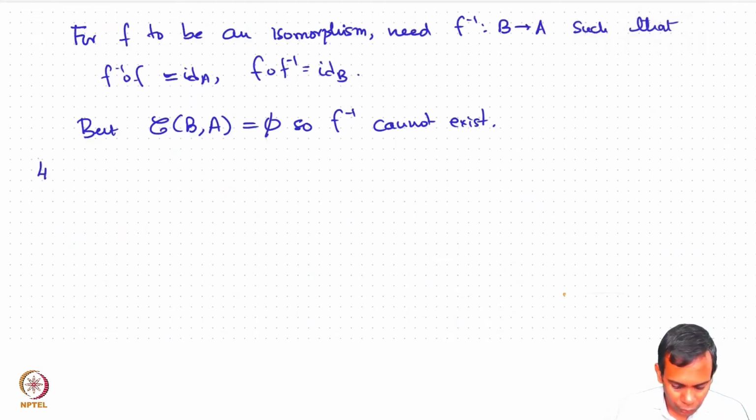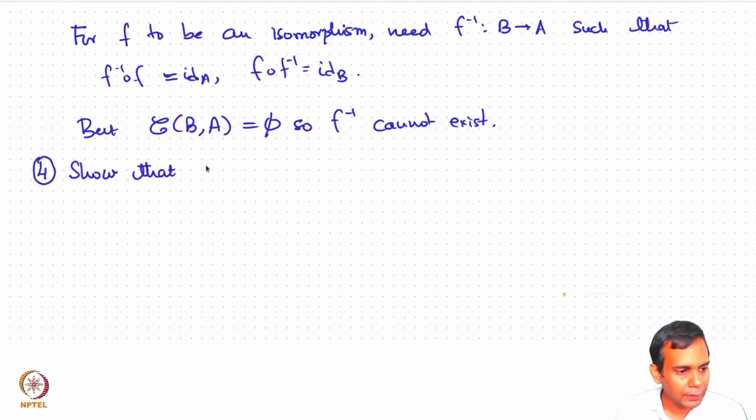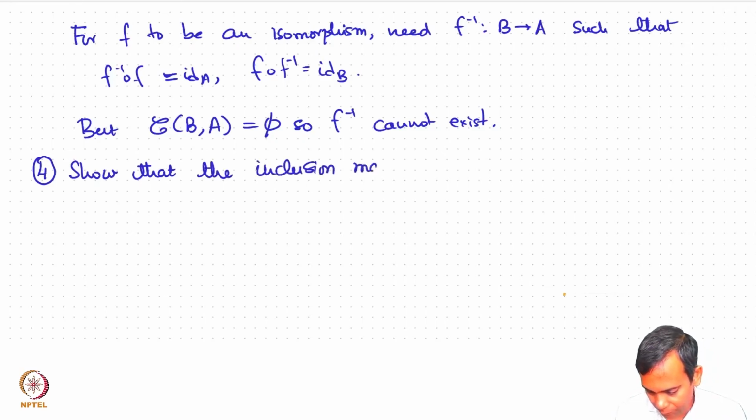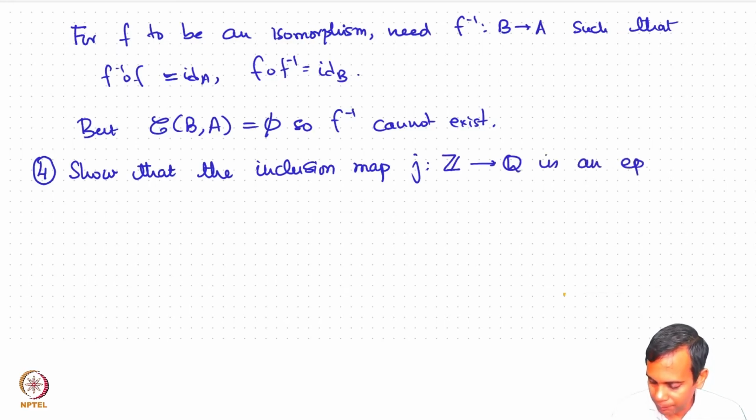Okay, problem 4. Show that the inclusion map J from Z to Q is an epimorphism in the category of rings.